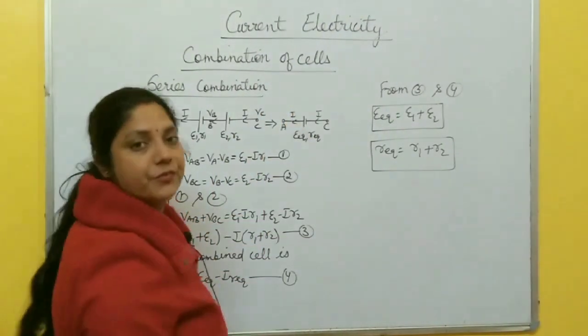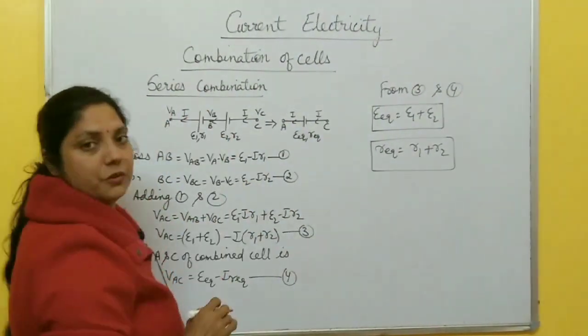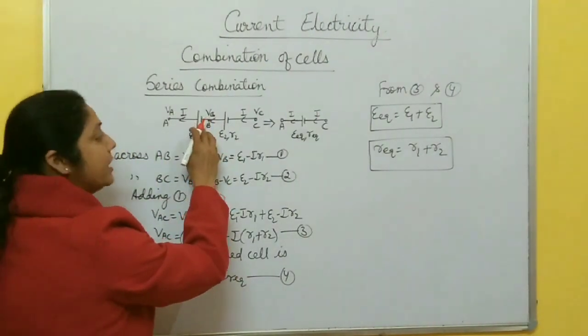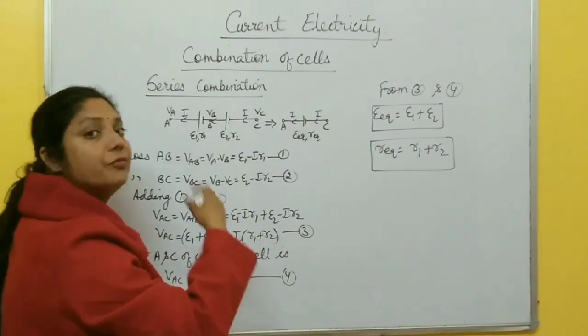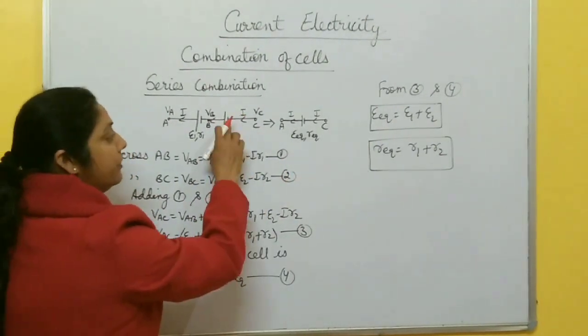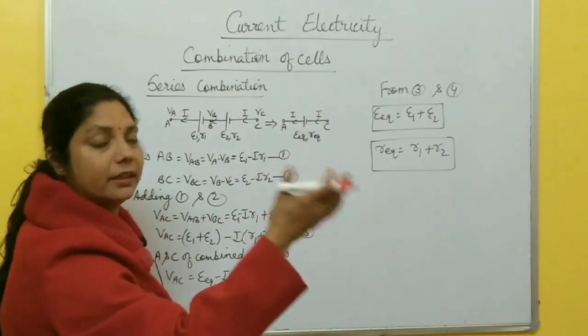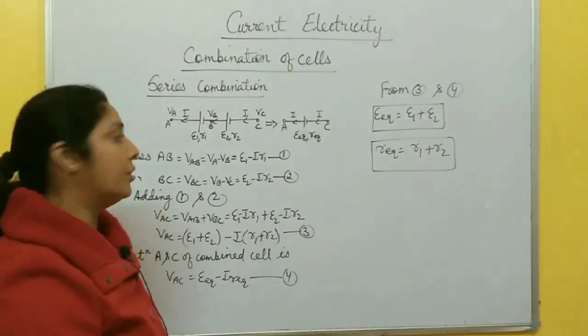Now, combination of cells. First one, series combination. What is series combination? When the negative terminal of one cell is connected to the positive terminal of another cell. Again, the negative terminal of the second cell is connected to the positive terminal of the next cell. In this way, series combination is formed, right?